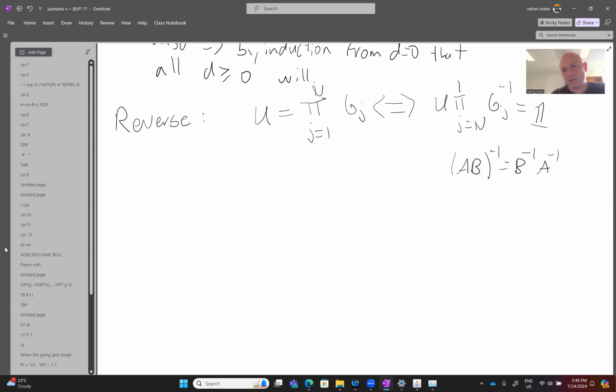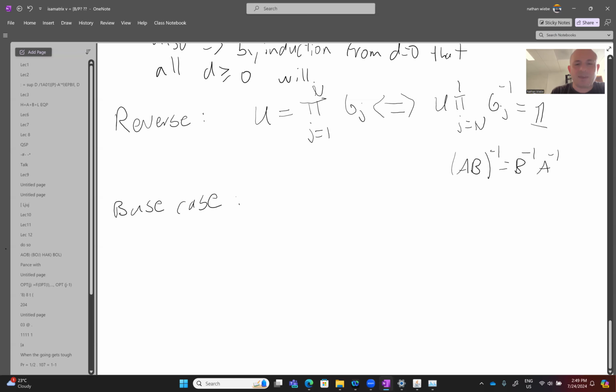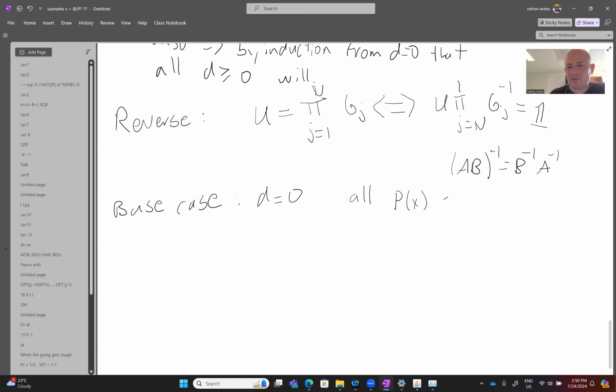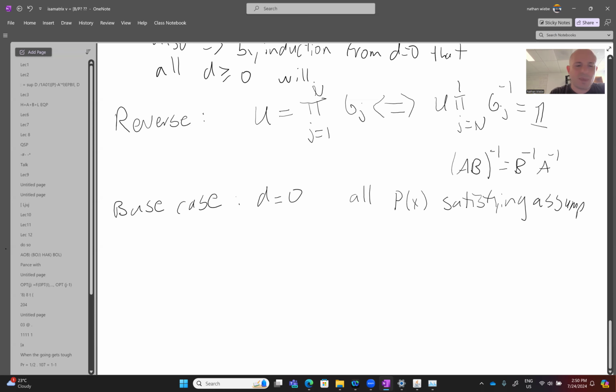Well, we need to start again with an inductive argument with, again, a base case. The base case is going to be, you guessed it, degree 0. So if d equals 0 here, what I want to show is that all p of x satisfying the above assumptions can be built.